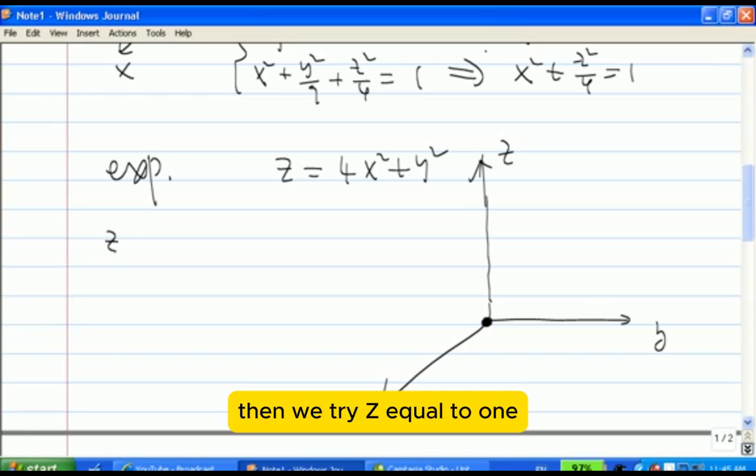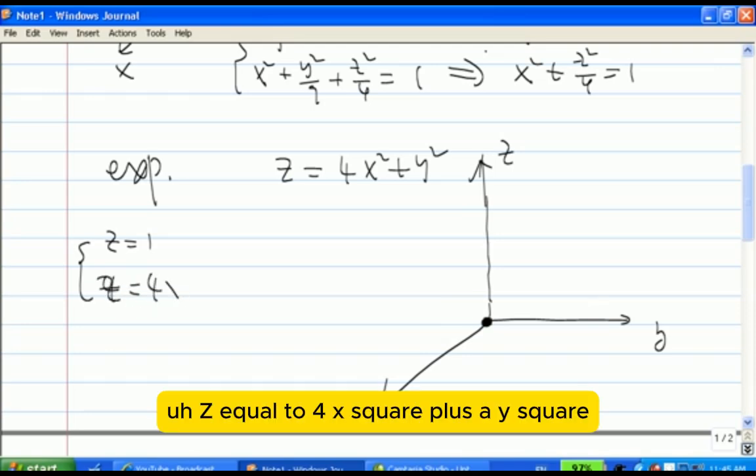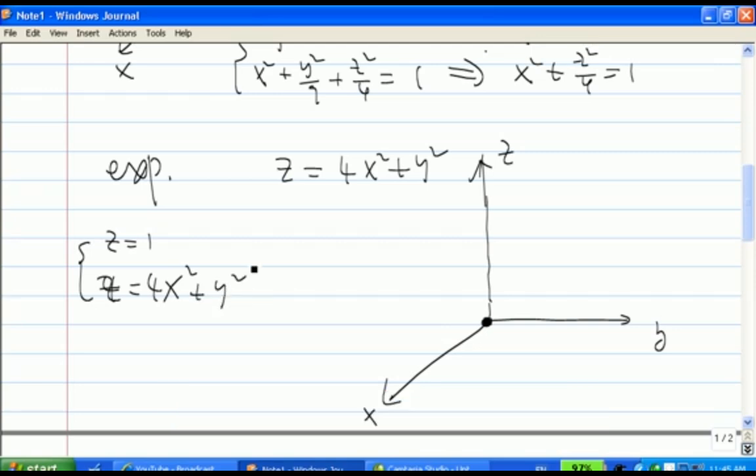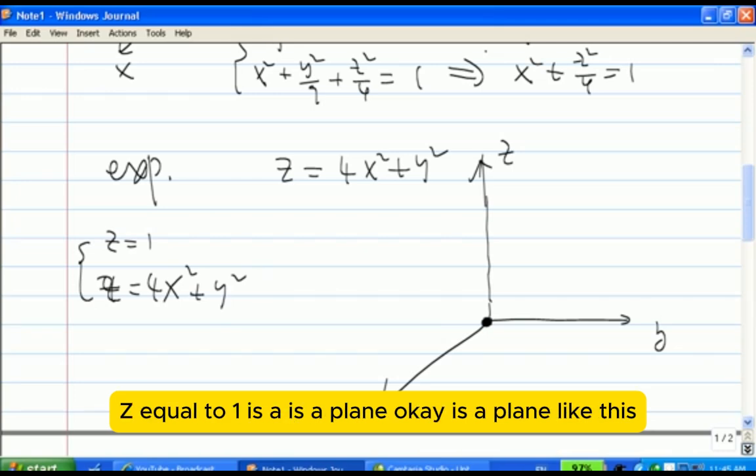Then we try z equal to 1. Z equals 4x squared plus y squared. Again, these two equations represent two surfaces. Z equal to 1 is a plane, a plane like this.